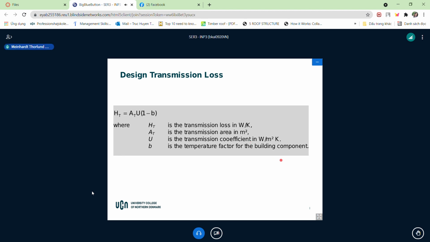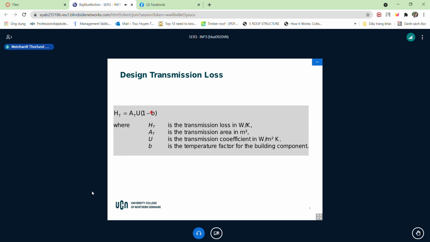It is calculated like this. I don't want to go too much into depth with that, but it has, of course, something to do with the U value and the area that we're looking at, and the B factor. The B factor is basically something that is telling us if the other side of this construction, this building envelope structure, is outside, or is it something else?